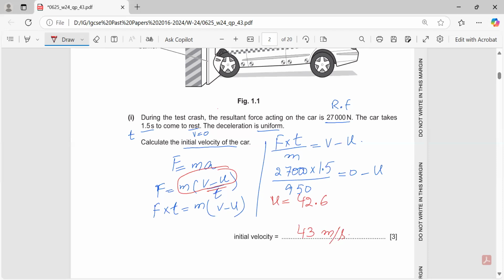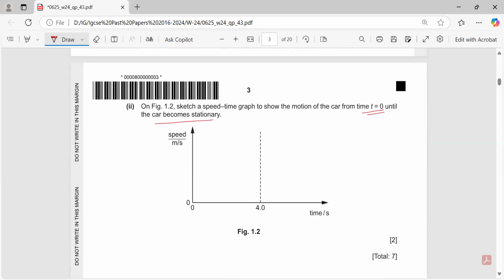See, this is so important. The deceleration is uniform, so it should be a straight line. Deceleration, so it means we can make it like this. But the problem is the car comes to rest. Here the car is not coming to rest, the car is still having some velocity. That will not be considered correct.